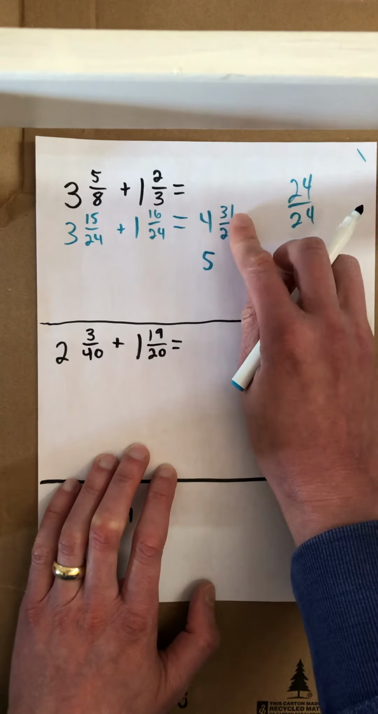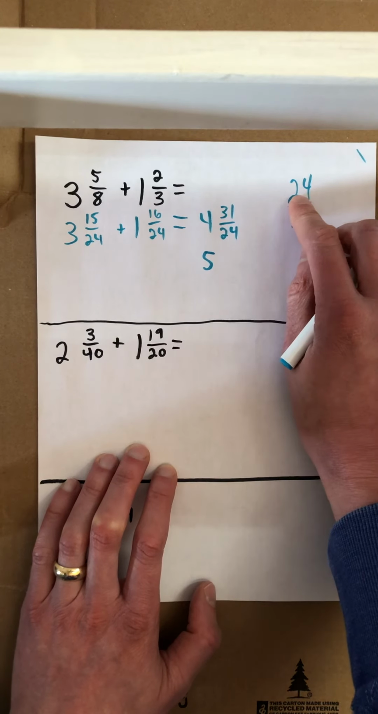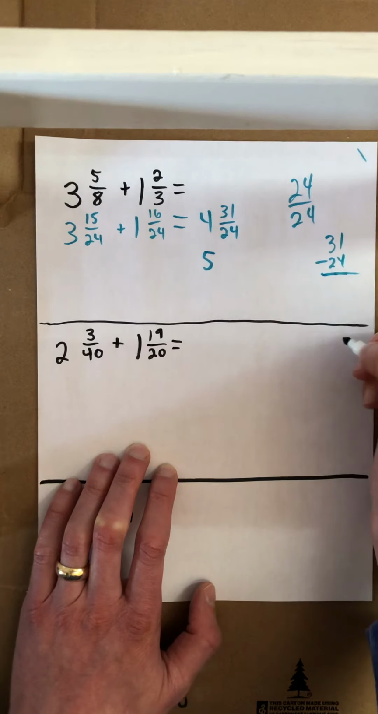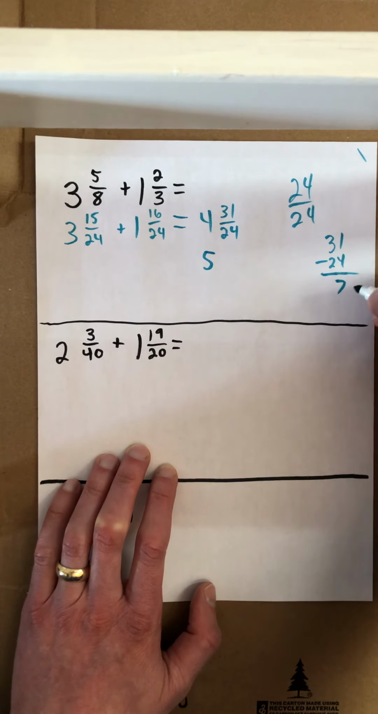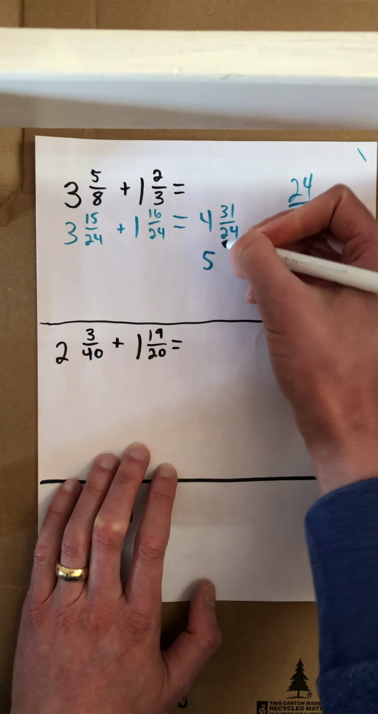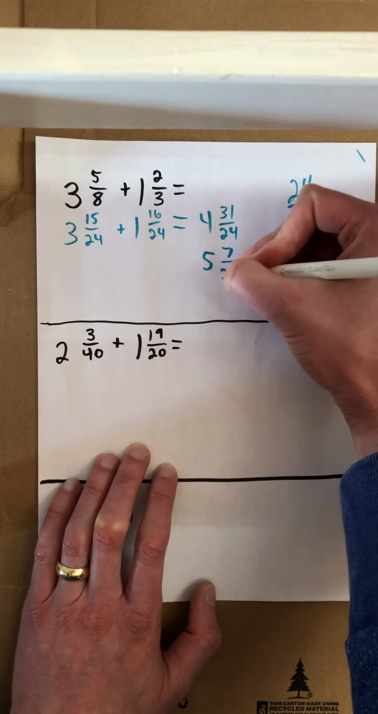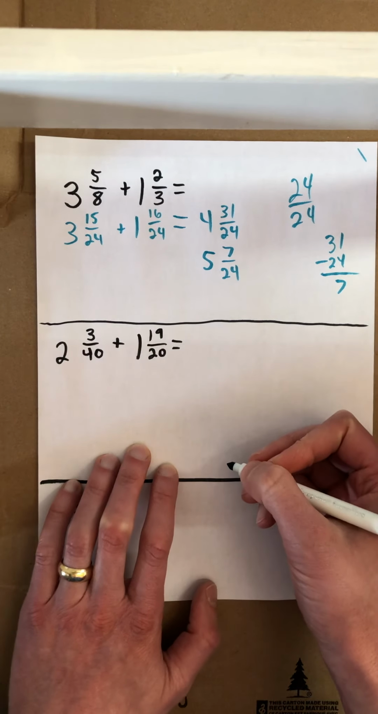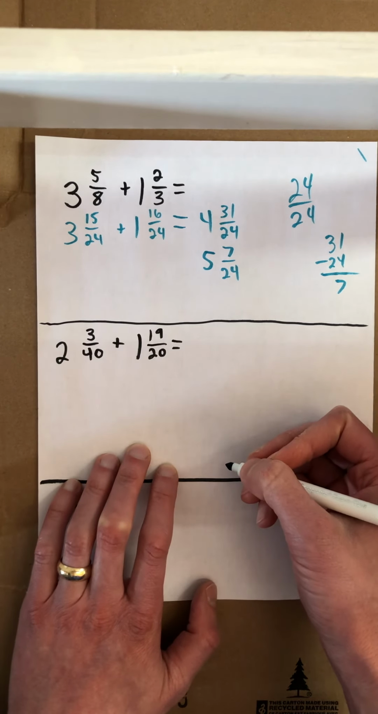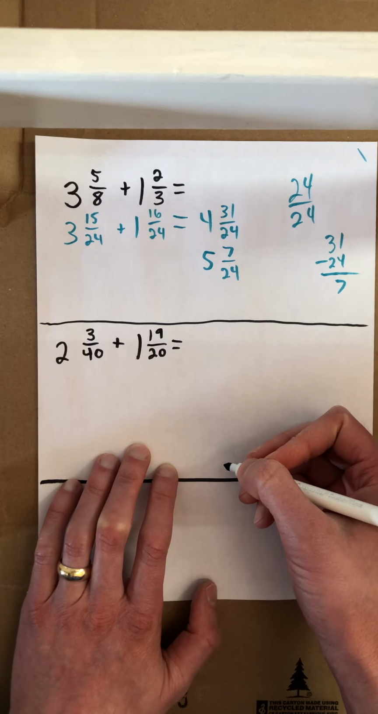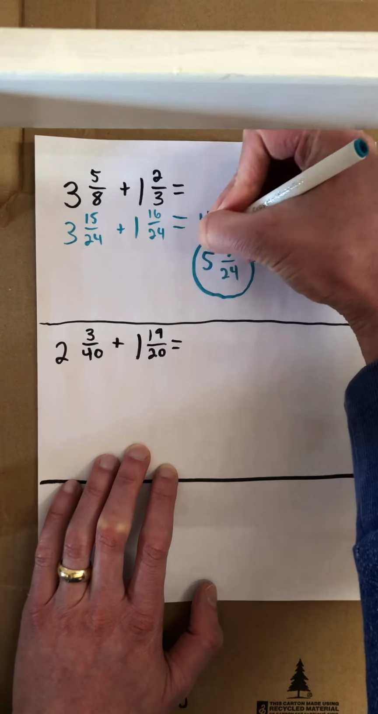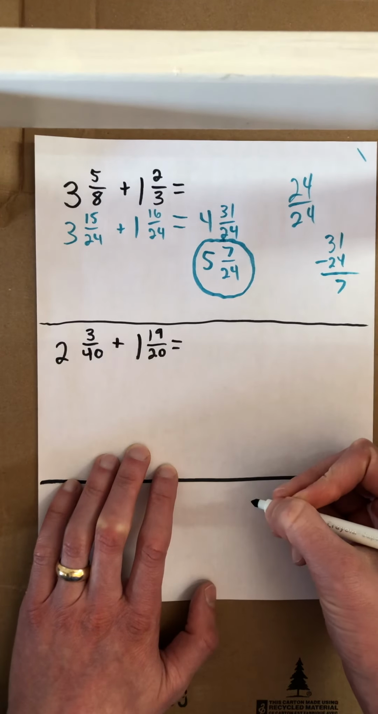And I have to ask myself, 31 take away 24. So I might on the side decide to go 31 take away 24 and see how much that leaves me with. So that will of course leave me with 7. So I have 5 and 7 out of 24. I should double check to make sure that this is in lowest terms. This one is in lowest terms, so this answer is good to go. 5 whole and 7 out of 24 is the answer.